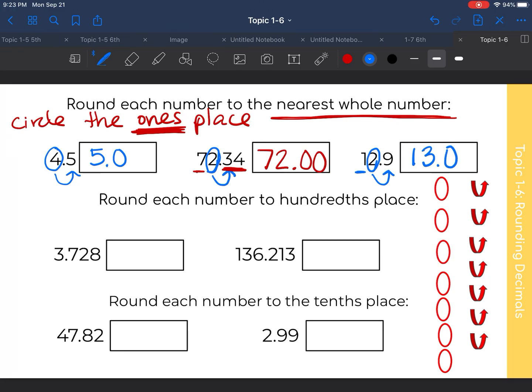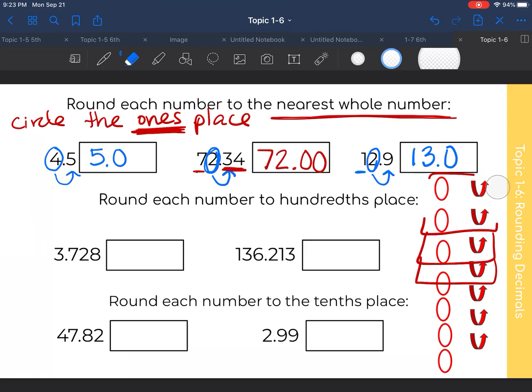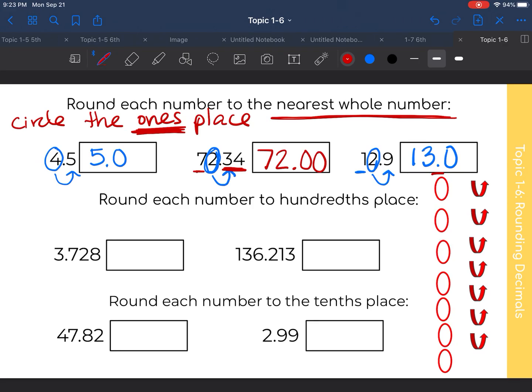And again, while we're doing these circles and these arrows, you cannot draw a circle and arrow. So make sure to drag all of these examples to where you can put them so you can help organize your work. Let's look at a few more examples. So the next one, it says, round each number to the hundredths place.